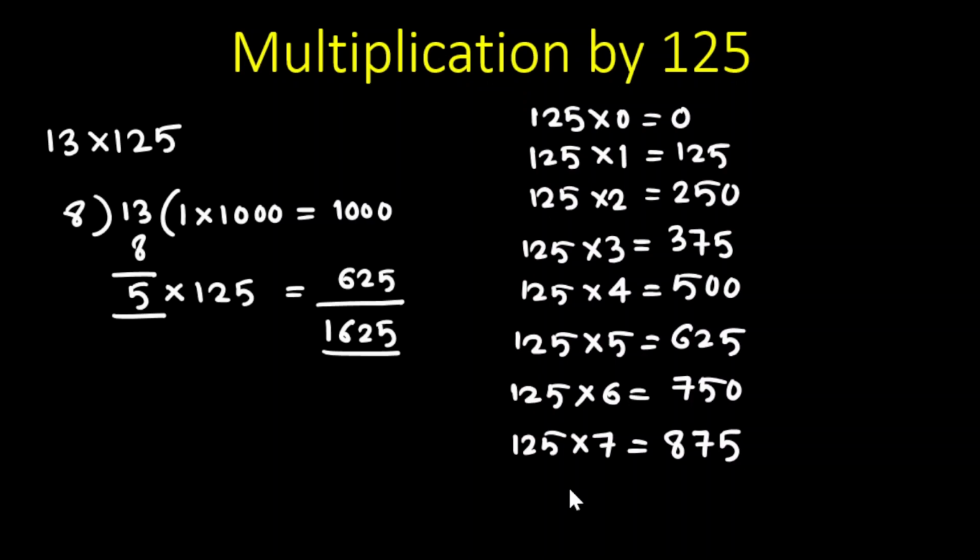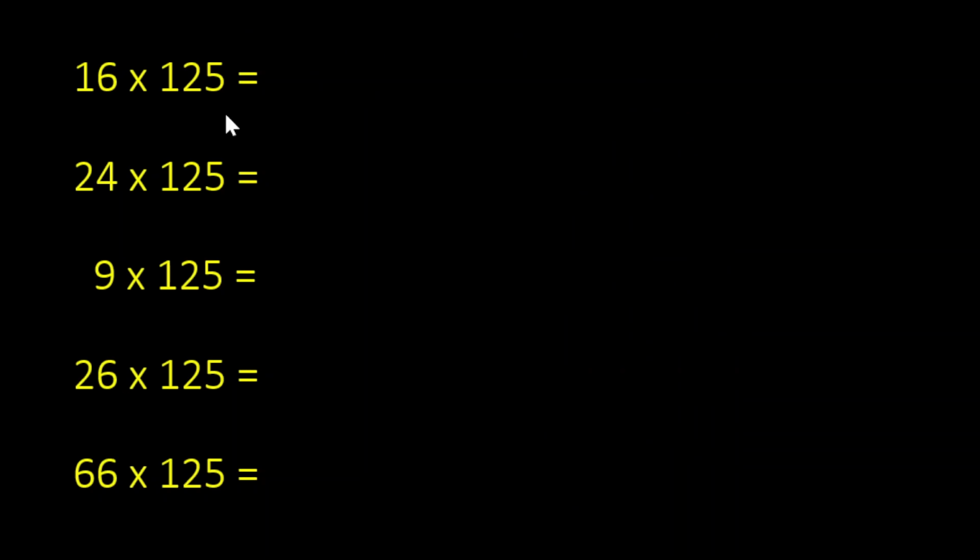Let us take some more questions. 16 into 125. 16 you divide by 8. The quotient is 2 and there is remainder 0. So quotient is 2. 2 into 1000 is 2000 is the answer. There is no remainder. And 24 when divided by 8, quotient is 3. So it is 3000 and there is no remainder.